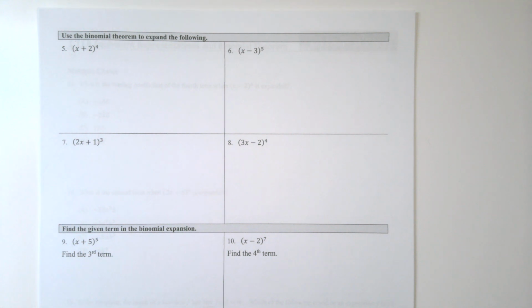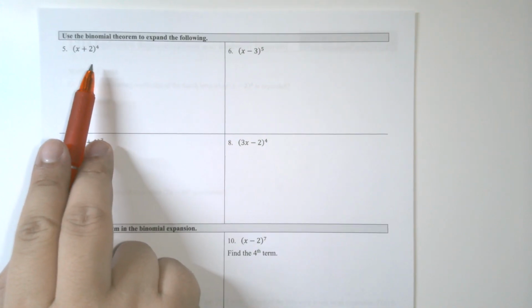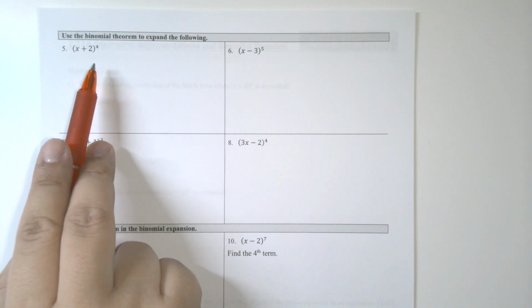So let's jump right into where we left off last time in lab. We're going to look at number 5 from 1.11a, where we're using Pascal's triangle and the binomial theorem. So let's look at number 5. We have x plus 2 to the fourth power, and what we want to do is use the binomial theorem to multiply this out.